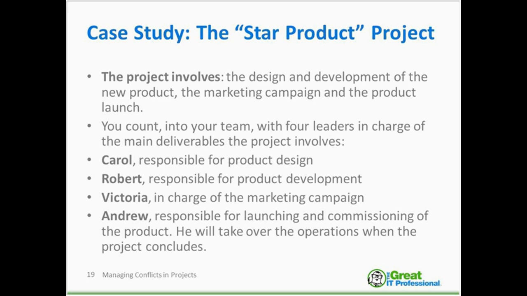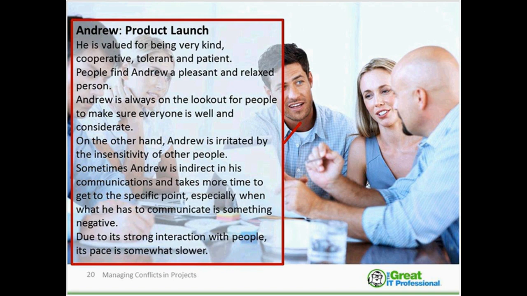You count on your team with 4 leaders in charge of the main deliverables the project involves. Carol, responsible for product design. Robert, responsible for product development. Victoria, in charge of the marketing campaign. And Andrew, responsible for launching and commissioning of the product. He will take over the operations when the product concludes. Now, we will know something about each one of these leaders. Please, try to discover which leader you are more similar to. Try to see if you can identify yourself with any of these leaders.